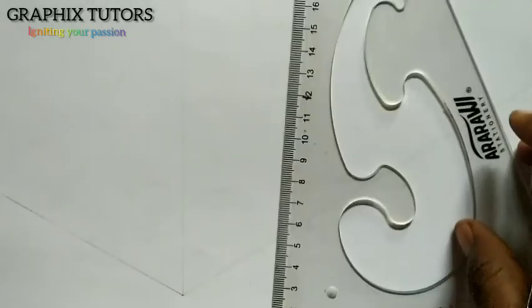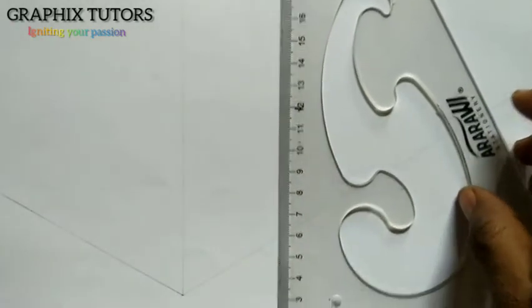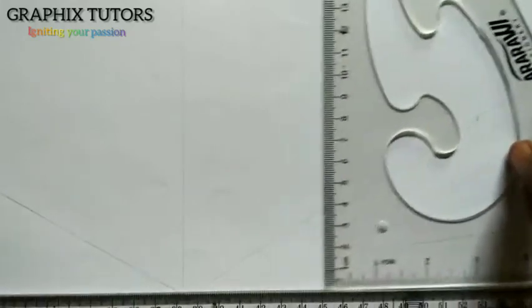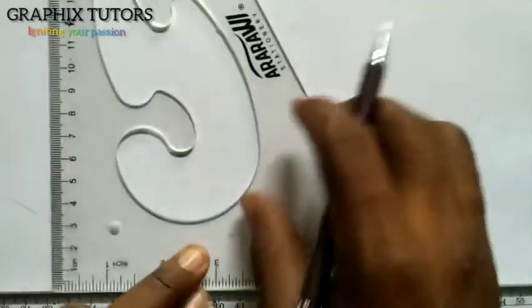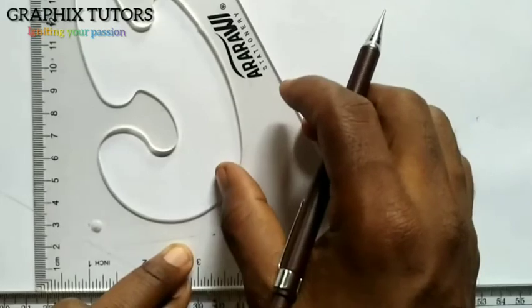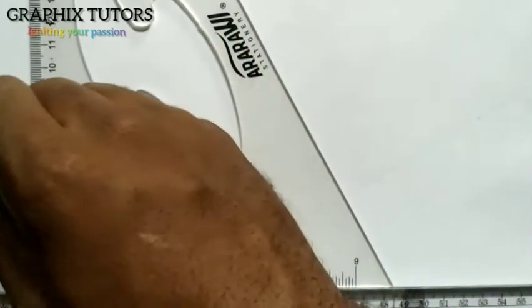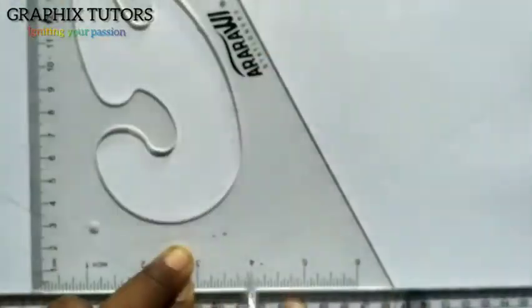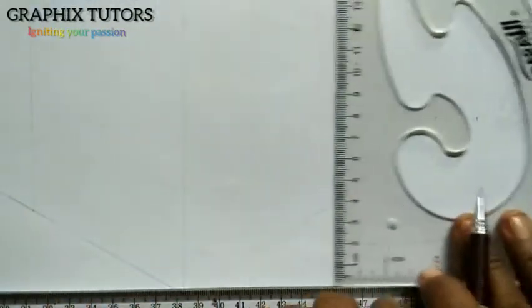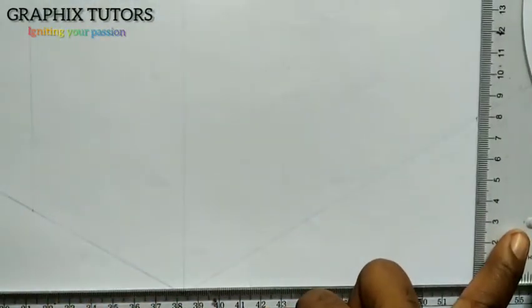So place my set square and my T-square. I'll project it to that point of 80. I'll project it up. I'll move it to the other 165 here. I'll project it up.